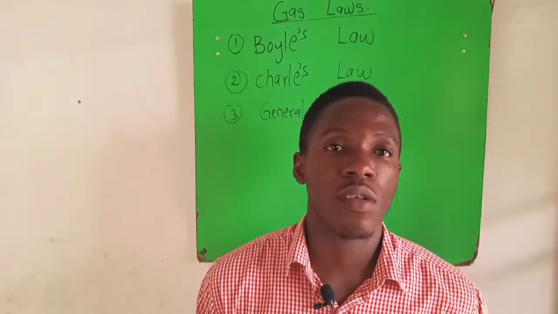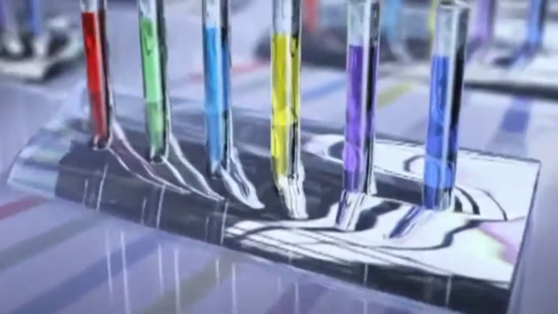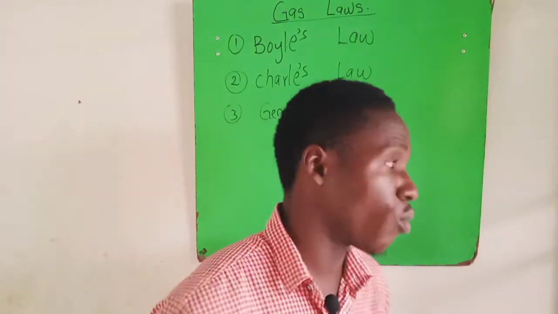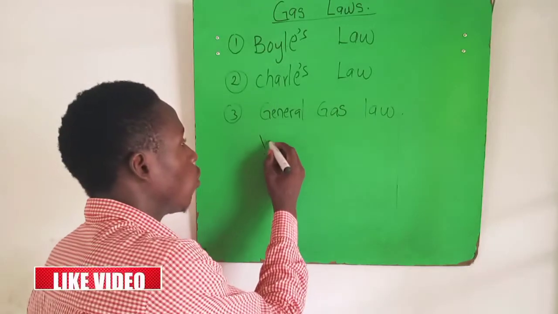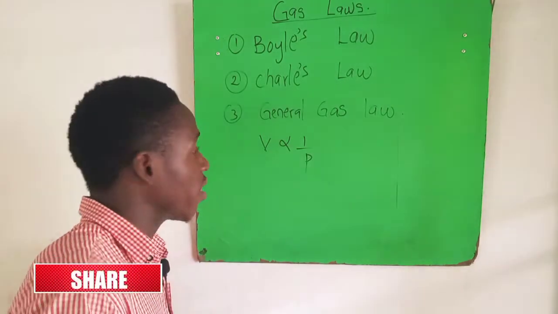So what does Boyle's law state? Boyle's law states that the volume of a given mass of gas is inversely proportional to its pressure, provided that temperature is kept constant. So mathematically it is expressed as: the volume is inversely proportional to pressure.